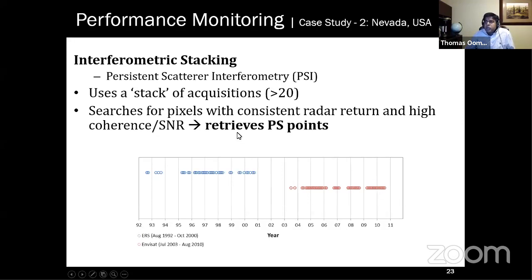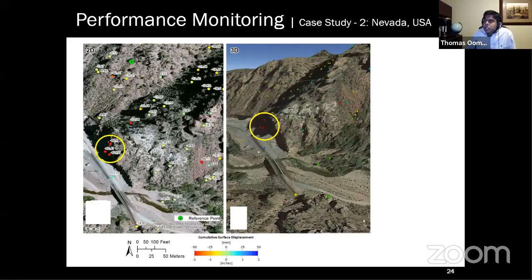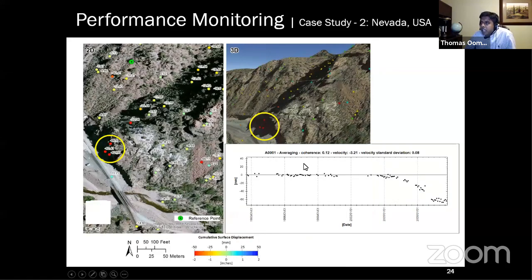For this approach, we stacked all the images from the ERS and ENVISAT, and we analyzed that. You can see here, this is the location where the slope failures are happening. This is the railway line. And these are the InSAR points that we got. Now, let's actually look at the satellite data.